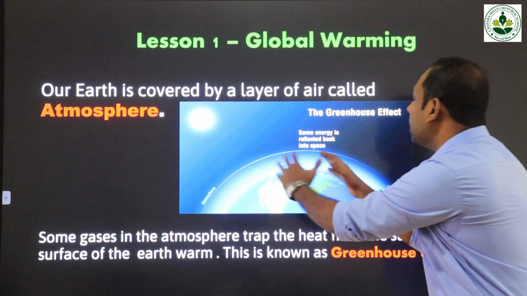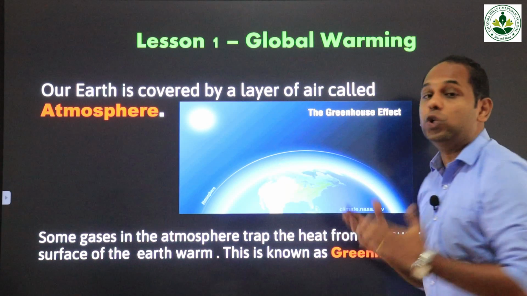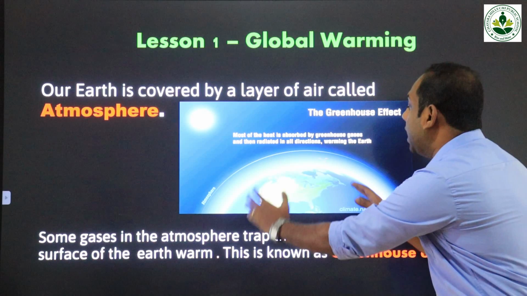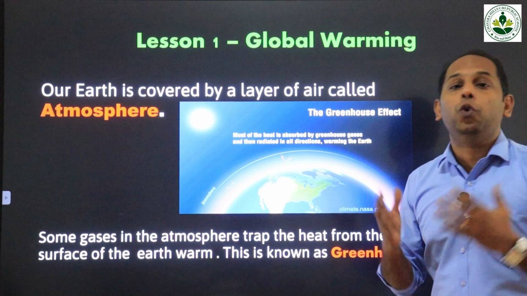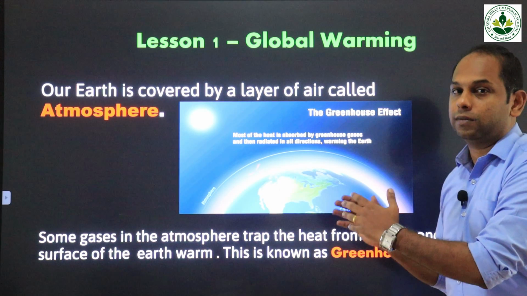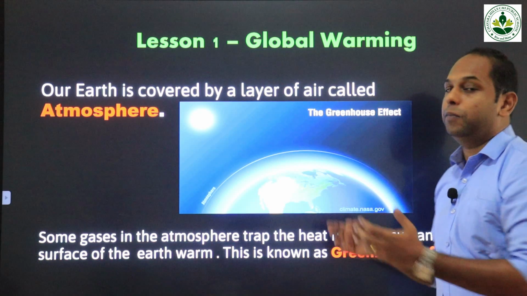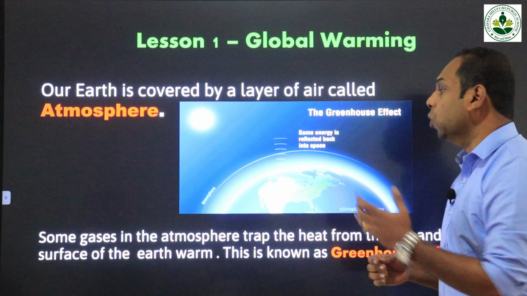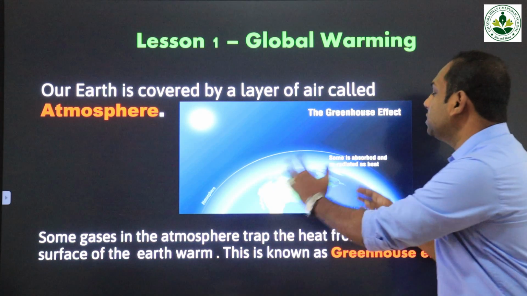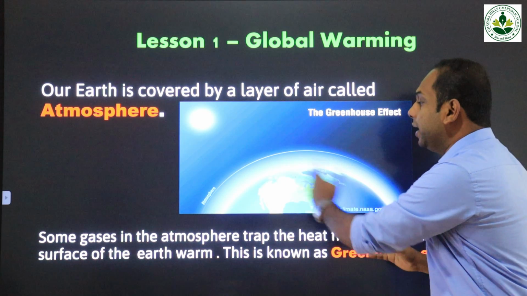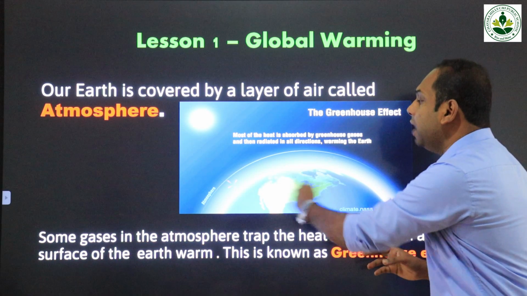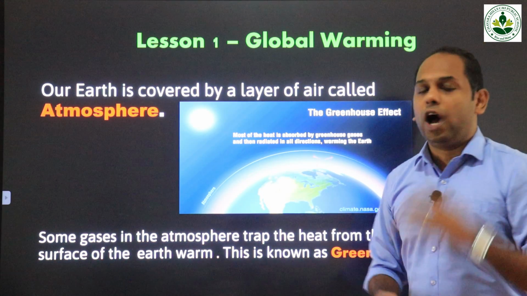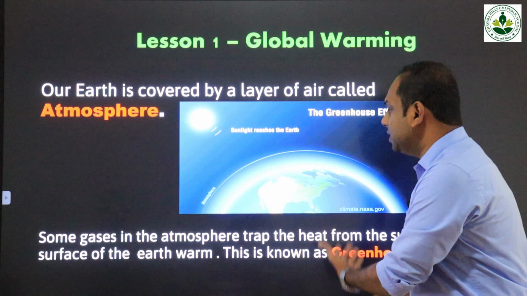So, this atmosphere is very much useful to us, and you should also understand that this atmosphere contains many useful gases in it. Okay? So, for example, nitrous oxide, carbon dioxide, methane, ozone. All these gases are contained in the atmosphere, and these gases are called what? Greenhouse gases. Okay, now we will be studying about greenhouse gases in detail.